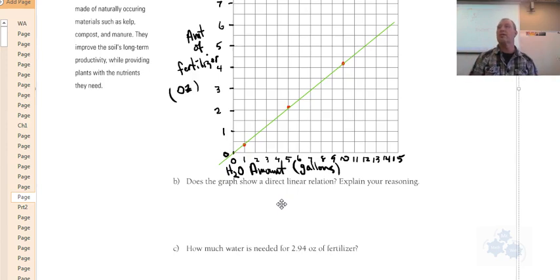So is it a direct linear relation, yes or no? Remember, direct means that the line would kind of go back through the origin, through 0, 0. Yeah, so it does. So you'd say yes, and then you would explain, right? A straight line through these points would travel through 0, 0. Okay, would travel through the origin. That would be your explanation.